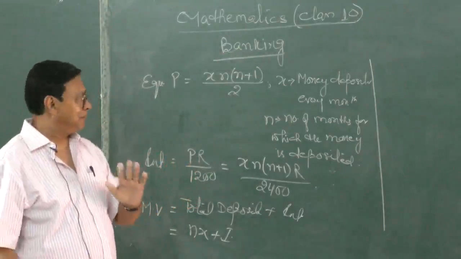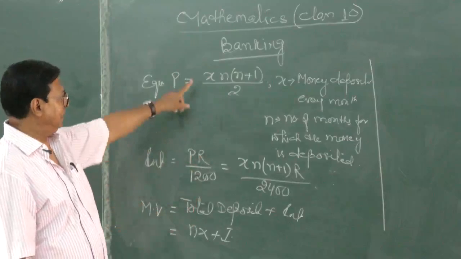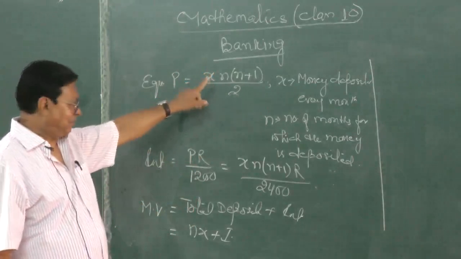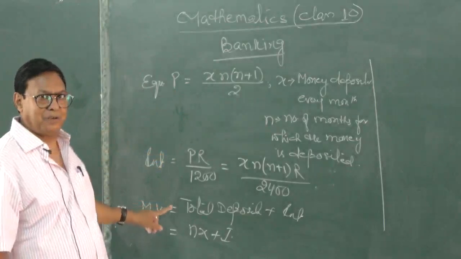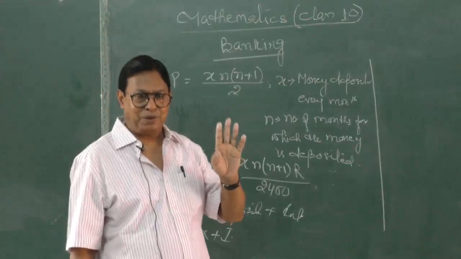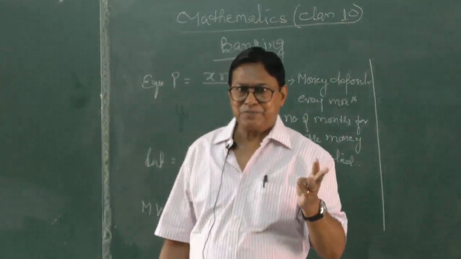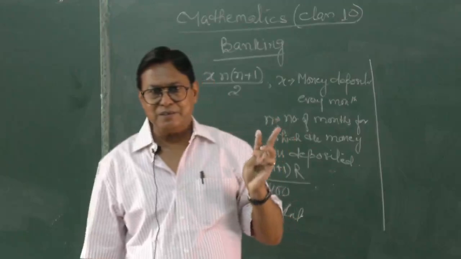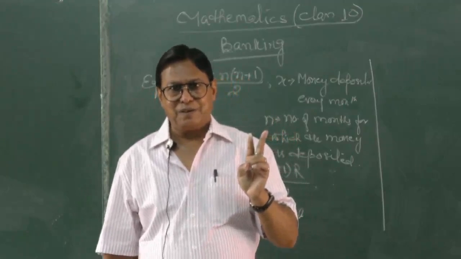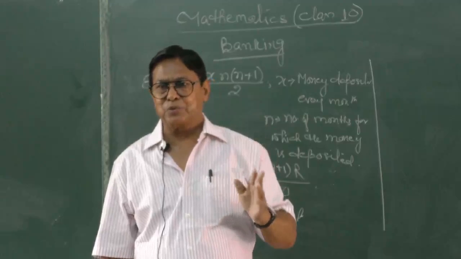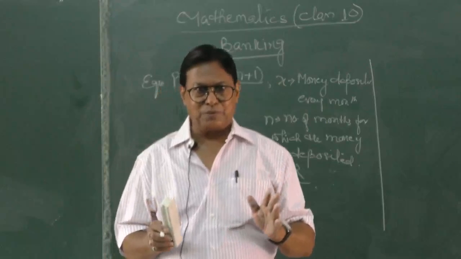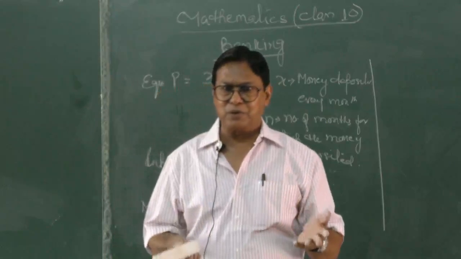So now look at it. What all are there? Amount deposited, number of months, interest, maturity value. So 4 things. I repeat, what? Amount deposited, number of months, interest, maturity value. Out of the 4, 3 will be given, you have to calculate the 4th one. That's simple.